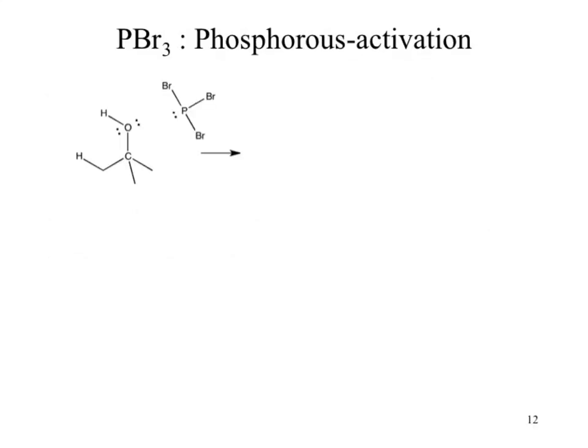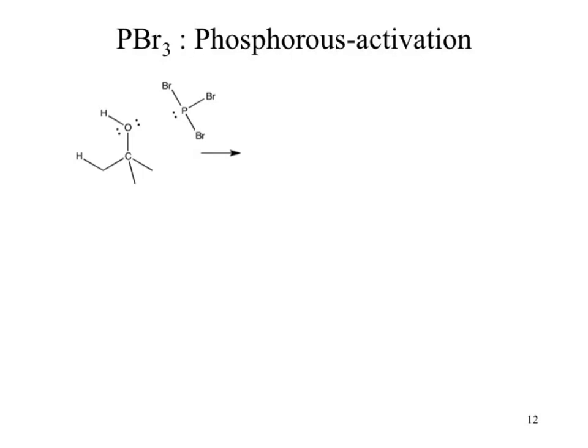Next one, phosphorus activation, PBr3. Any guesses? What do you see as far as reactivity in this one? Our phosphorus is very, very likely to be positive because the bromines are highly electronegative, pulling that electron density away from the phosphorus. Okay, that is indeed how this reagent works, pretty much identical in mechanism-ish to our thionyl chloride.